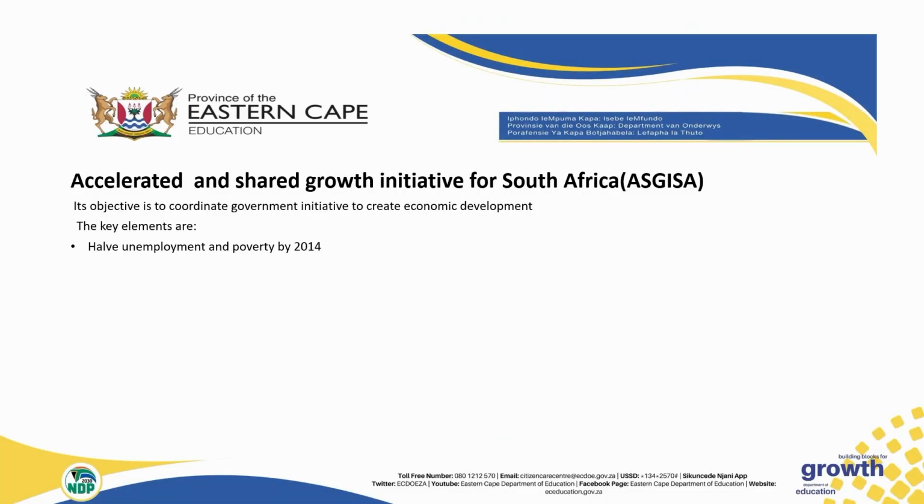So their key elements now are to halve unemployment and poverty by 2014. Remember, these programs were designed somewhere in 1994. So their aim was that by 2014 we should at least have halved unemployment and also poverty. If there is unemployment, automatically there is going to be what? Poverty. Then let's come to another key element that they want to achieve, which is to accelerate economic growth to an average of 6% between 2010 and 2014.